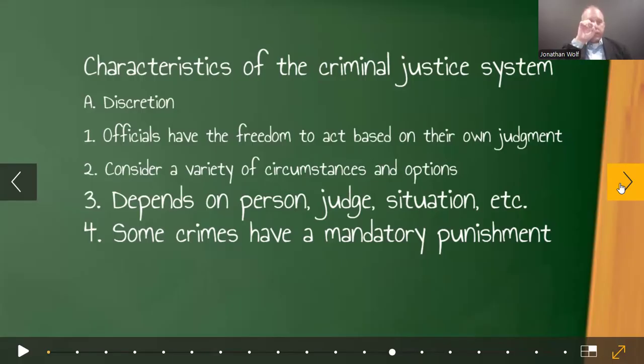And some crimes have a mandatory punishment. So let's talk a little bit about discretion.